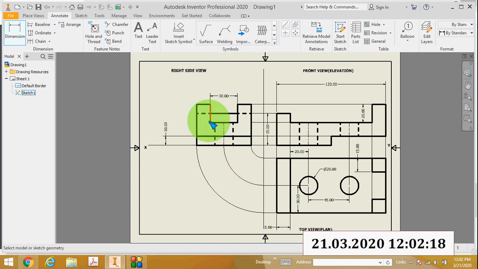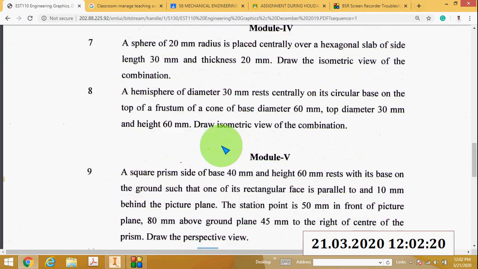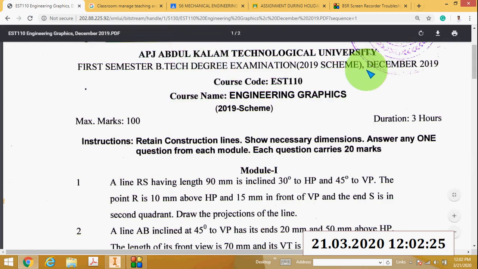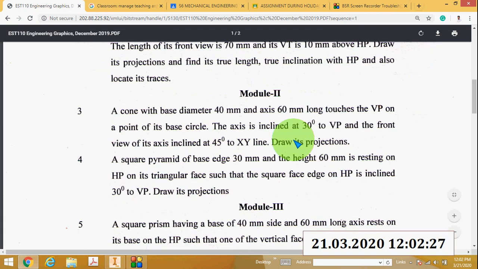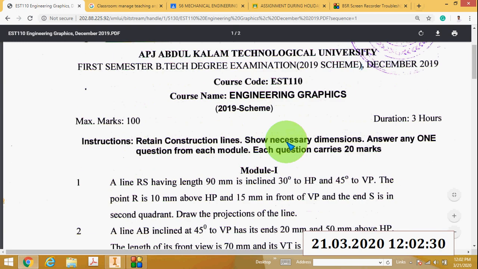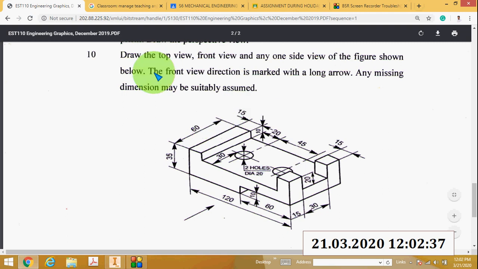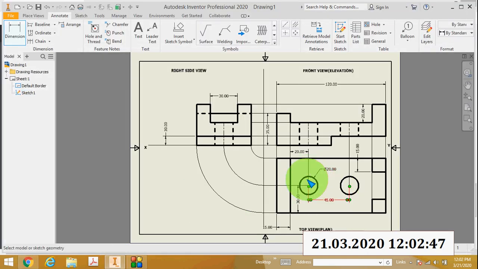Okay, so this is the solution of question number 10 of APJ Abdul Kalam Technological University, December 2019. So this is very important, and you can see each question carries 20 marks. Okay, so you will get 20 marks when you complete this drawing. So I'm sure you know everything. Draw the top view, front view and any one side view of this component. So this is the top view or plan, and this is the front view or elevation, and this is the right side view.